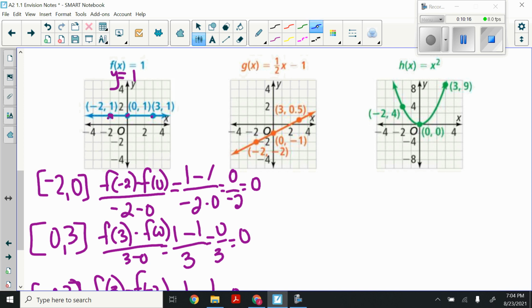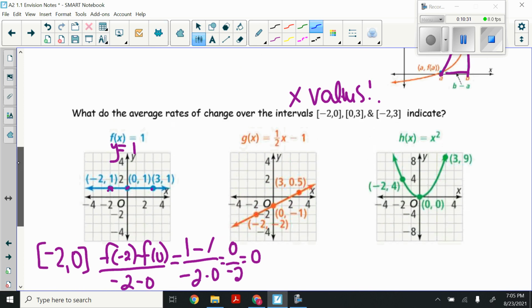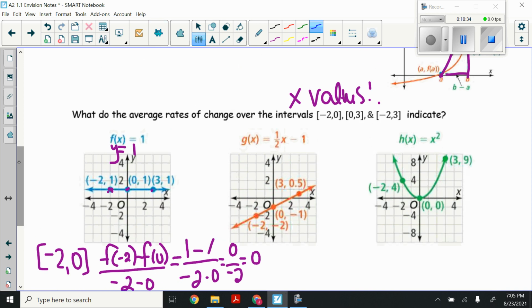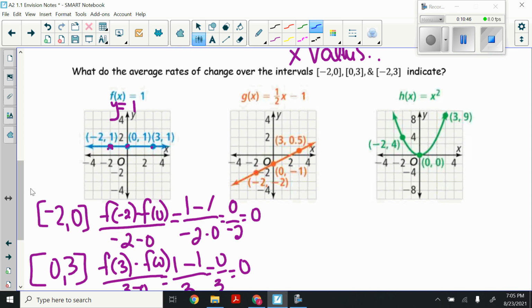So now we have g of x equals 1/2 x minus 1. They've graphed it. We see that this is the line. Our slope is 1/2. We have a y-intercept of -1. The slope of the entire line is 1/2. We're looking for what is the slope over each of these intervals. Well, since we know that the whole line has a slope of 1/2, we should expect that each of these intervals also has a slope of 1/2. But we're just going to check that. So again, from -2 to 0, if I do f of -2 minus f of 0 over -2 minus 0. On this one, I look at when x is -2, what is my y value?